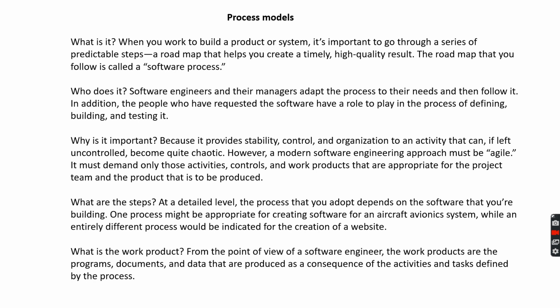So what makes the software models so important? The importance lies in its stability, control, and organization of an activity that can, if left uncontrolled, become quite chaotic. Modern software engineering must be agile. It must, as I said in the previous activities also, be user friendly. So it must demand only those activities, controls, and work products that are appropriate for the project team.